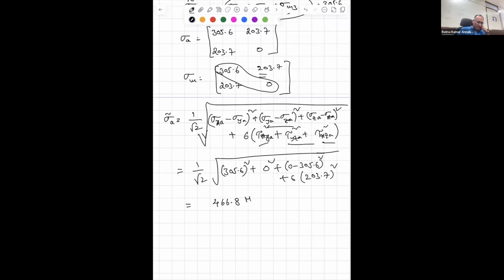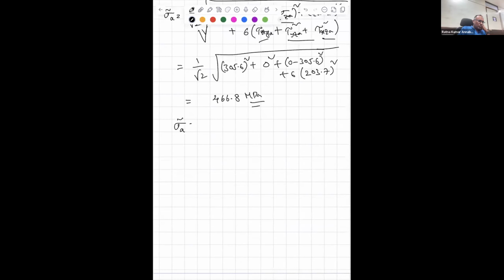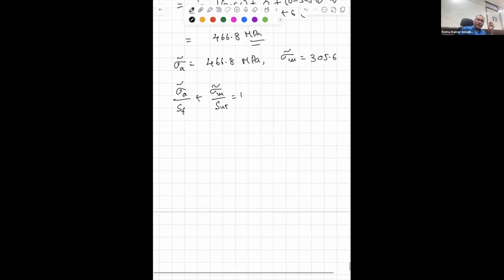466.8 MPa. So now you have sigma A tilde is equal to 466.8 MPa. Sigma M tilde is equal to 305.6 MPa. Now our equation: sigma A tilde by SF plus sigma M tilde by SUT equal to 1. And you need to find out what the question is. The question asks you how many load cycles can be applied before fatigue failure is expected, right?